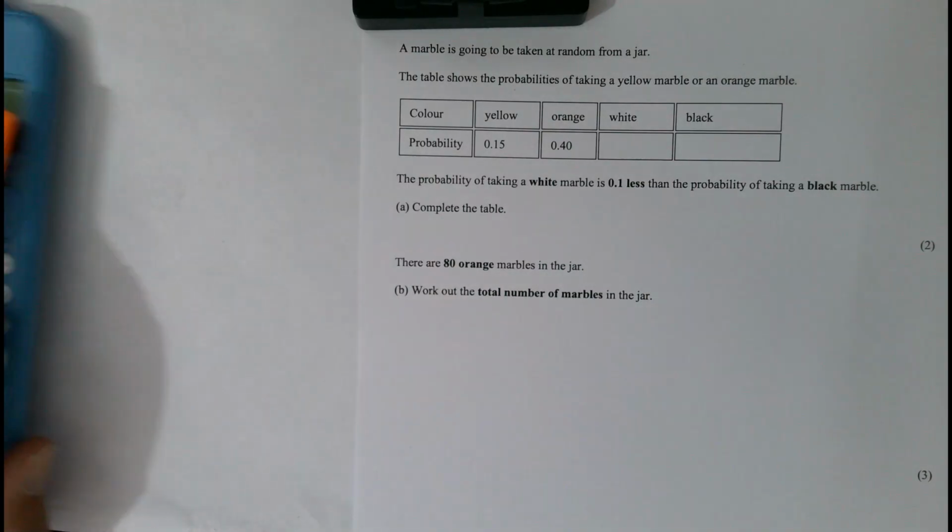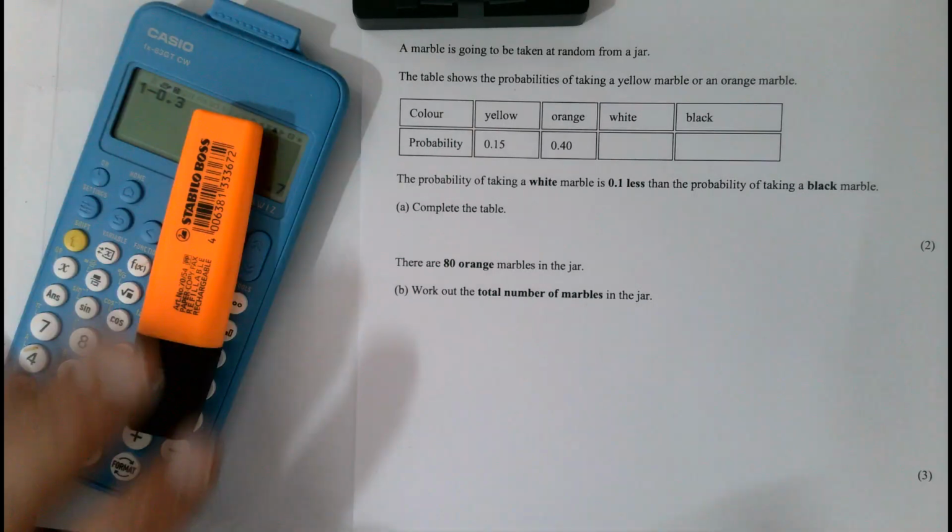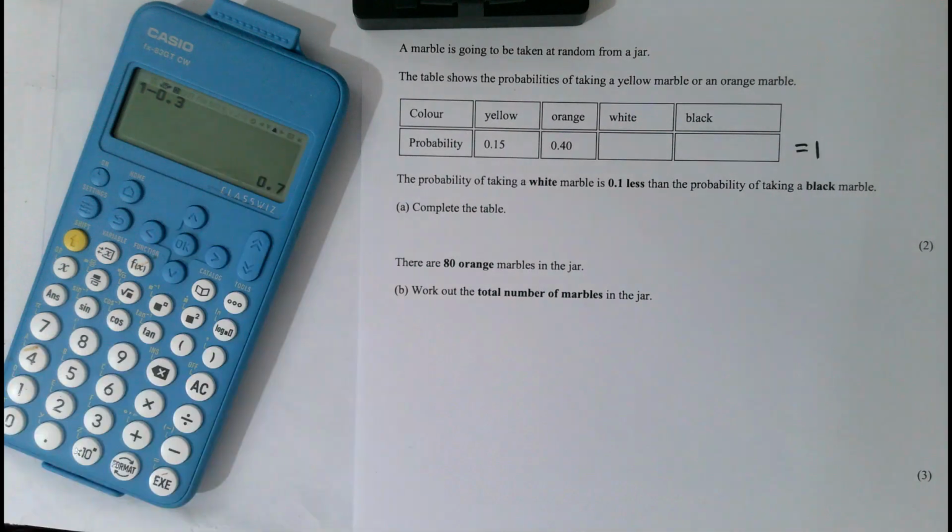This is a GCSE question. This could be a stats or a maths question. You're underlining, you're going to do stuff while you're working through it. So a marble is taken from a jar, right? The jar shows the probabilities.